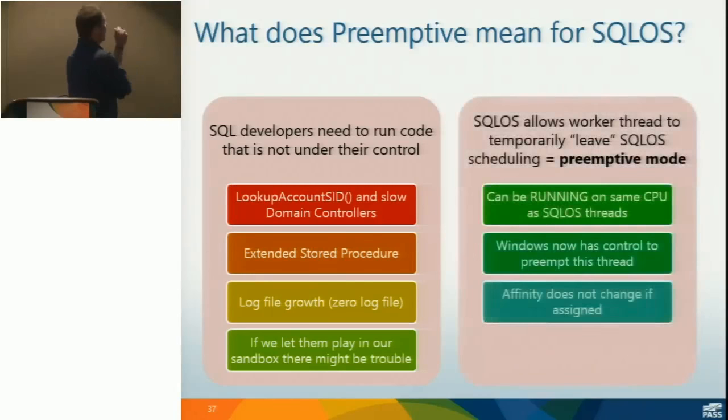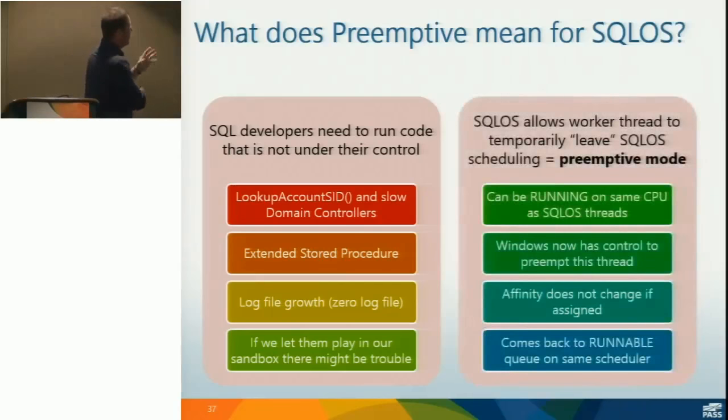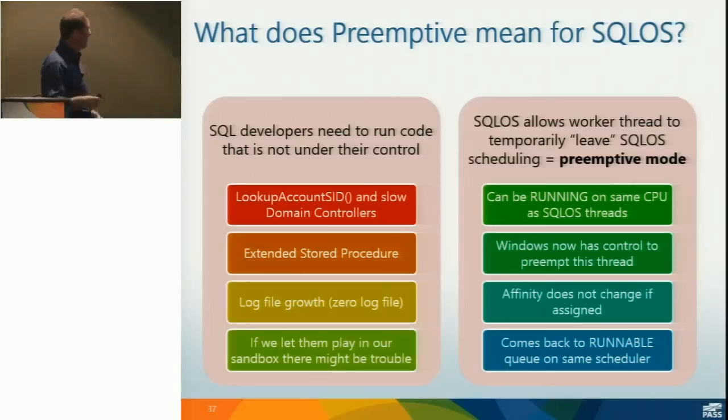So what we have is a scenario where SQLOS allows a worker to temporarily leave the system, and we call that preemptive mode, right? We call it preemptive mode because now Windows has control. We don't have any more control of this worker thread. So when I showed you that diagram earlier about thread X sitting on there, that thread X could be a preemptive SQL thread doing one of these operations. Windows now has full control to preempt this thread, right? It's not going to be part of our system. Affinity doesn't change, and it can come back to non-preemptive when it's done with this task, and it just moves to the runnable queue on the same scheduler it was on.